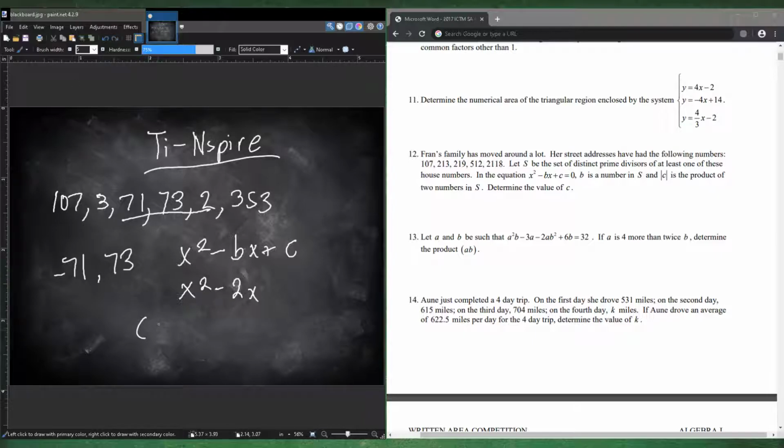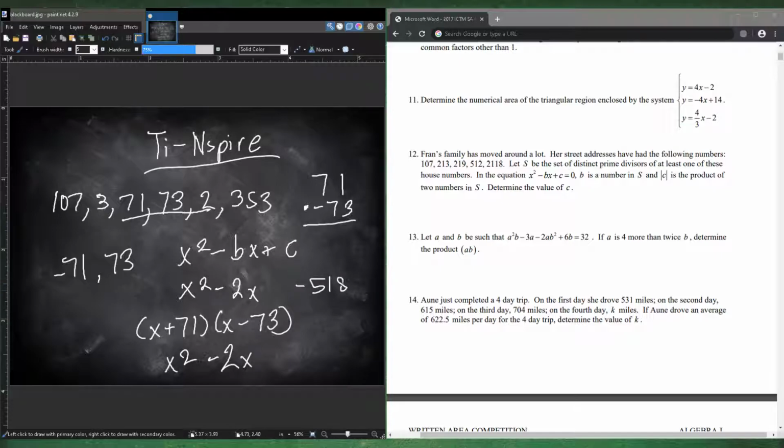So it's going to be x plus 71 and x minus 73, right? And when you multiply that out, that makes negative 2x, because negative 73 plus 71 makes negative 2x, which is what we need. So we just have to find c, which is the product of these two numbers, 71 times negative 73. Sorry that I wrote it like that, but it's just 71 times 73 multiplied by negative 1, which comes out as negative 5183, which is your answer for number 12 because that's C.